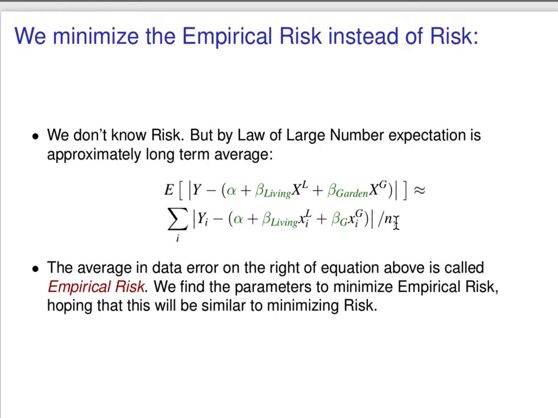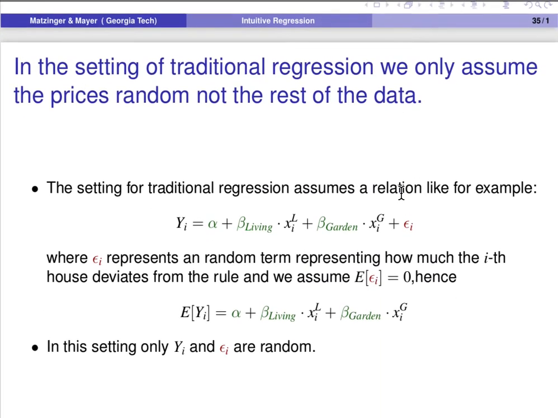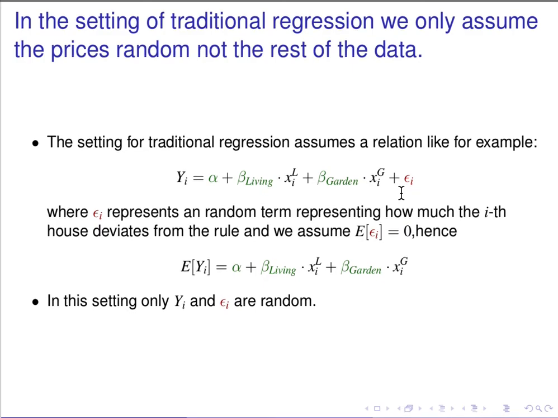This in-data-set average is called the empirical risk. So we minimize the empirical risk because with a large data set, the empirical risk is very close to the expectation here, which is the risk. So it amounts to the same, except when we overfit, as we'll see.